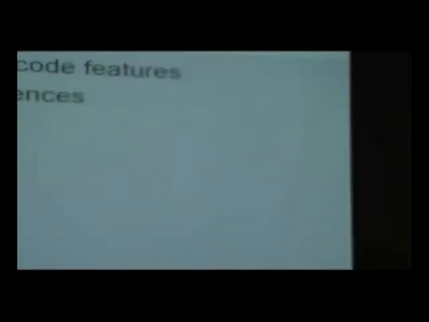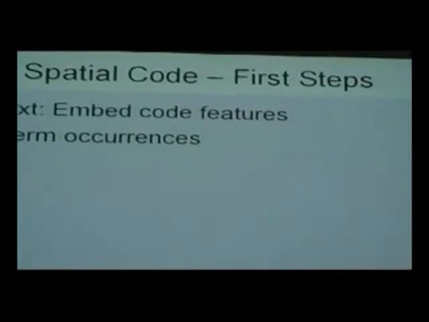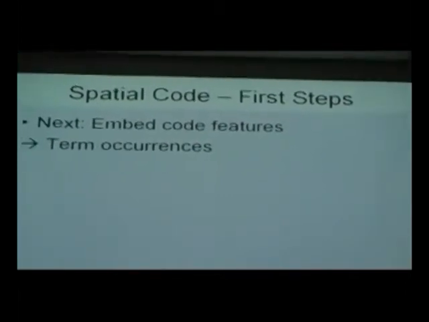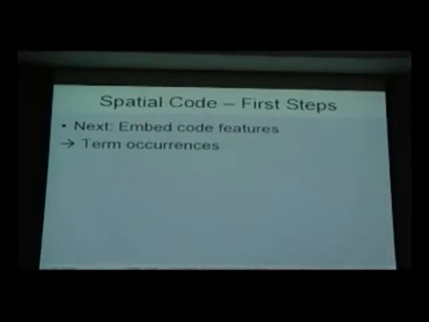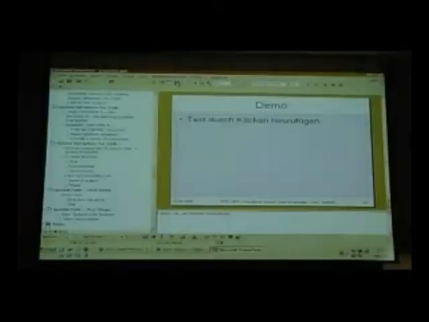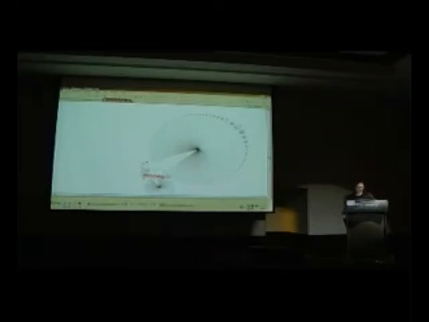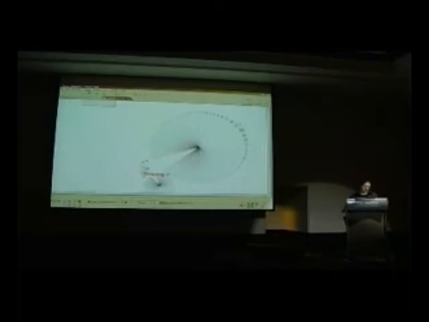So next thing to do is then embed code features into this fancy map, and the obvious thing to do is choose term occurrences. So I selected something for you to play with. Oh wait, give me long. HITBSecCodec code, and it's interesting to see it light up if you search for suspicious terms.